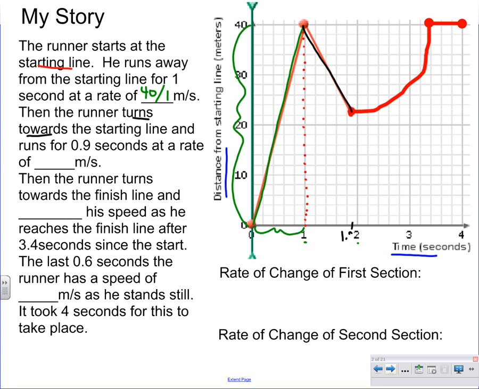So this is probably 1.9. And he ran at a steady rate, because again, it's a straight line. A steady rate, and he runs for 0.9 seconds. So what is the rate of change?